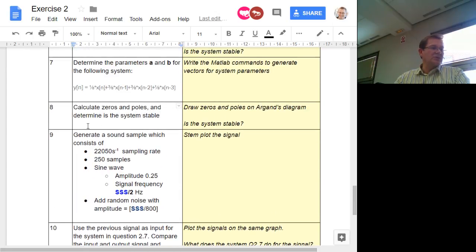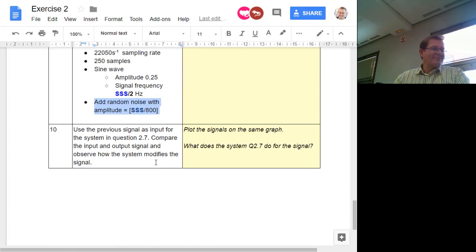Is the system stable? Then again, generating the sound sample. And now we have random noise with amplitude, not signal to noise ratio, but the RMS amplitude of that. And then use the previous signal for the system equation 2.7. Compare input and output and observe how the system modifies the signal. Oh, right. That is today's exercise.